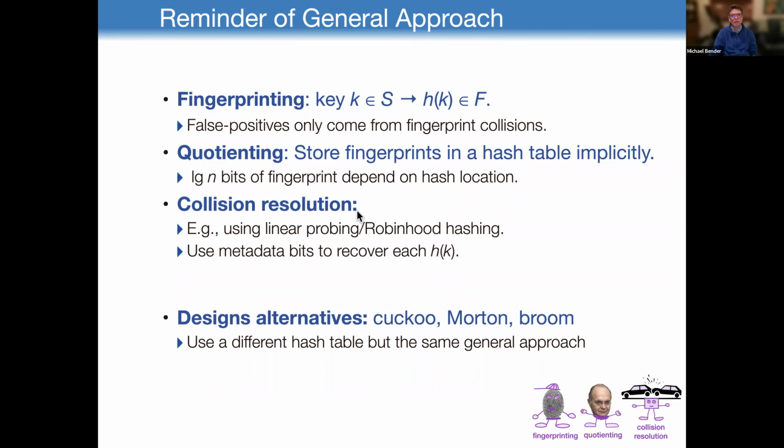And then we talked about collision resolution, which is, since you're storing these fingerprints in a hash table implicitly, you have to deal with collisions in the hash table. The same way that there are different hash tables that solve collisions in different ways, there are different filters that solve collisions in different ways. And I like this quotient filter approach, but I also like some other approaches. So an alternative is something called the Cuckoo filter, which is based on a Cuckoo hash table instead of based on linear probing.